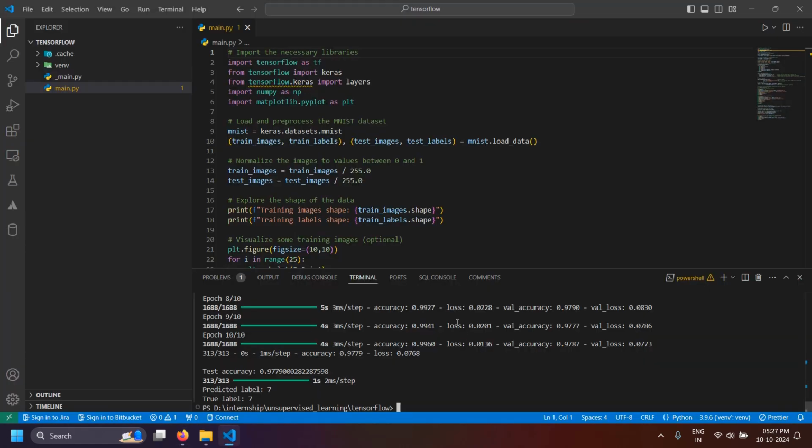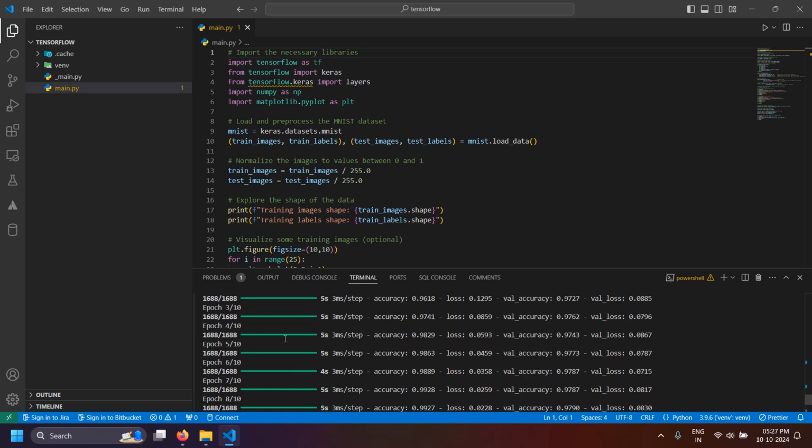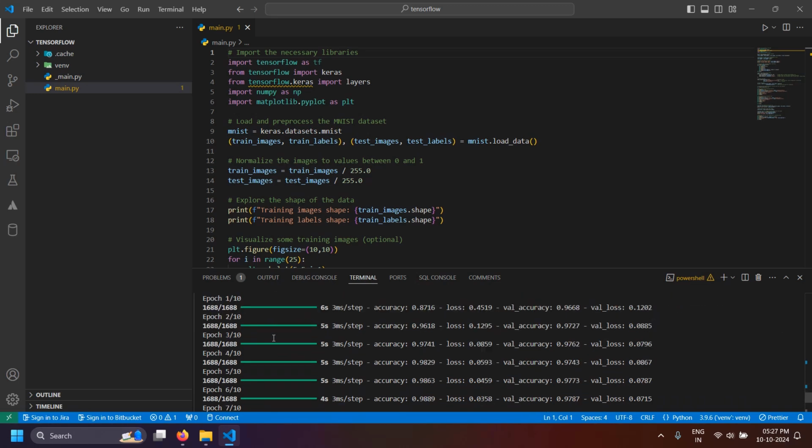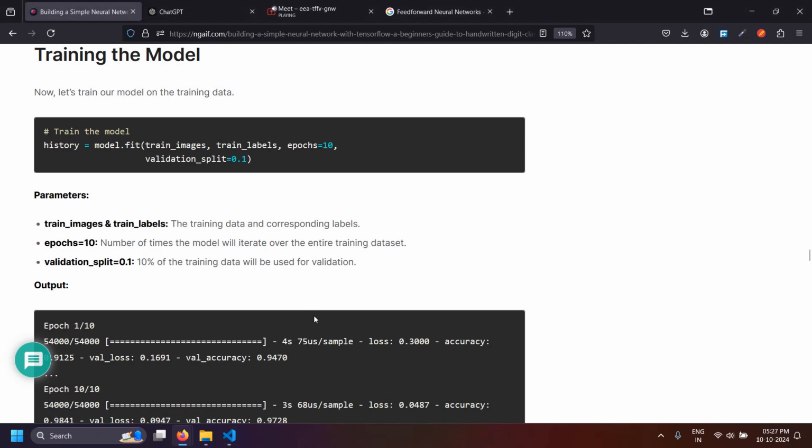If you can see this kind of output, I will tell you step by step how to read it. Very important. I have included everything in the article, you can see and read. So training the model, this will be the code: model.fit with train images, train labels, epochs, and validation split. I will tell you what each variable means and why you need them.